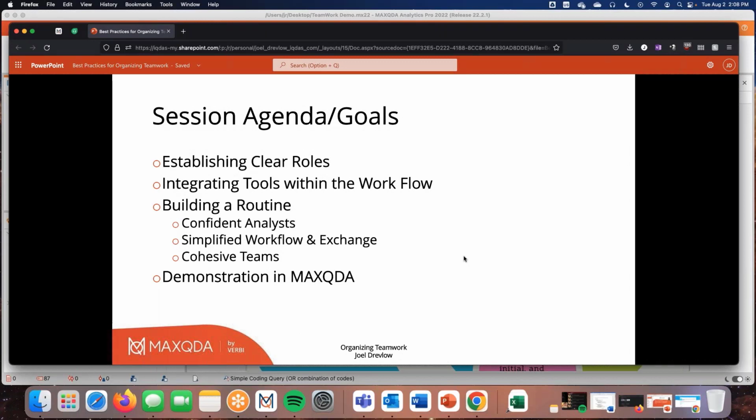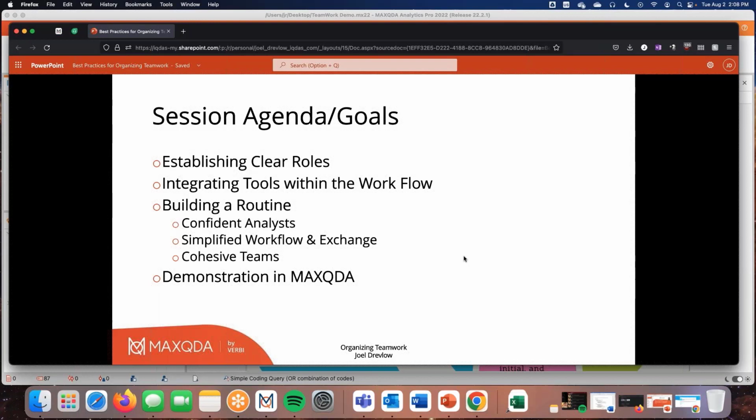We'll talk specifically about some of the routines that you might be able to adopt in team-based analysis, and not just the routine itself, but why the routine is important, talking about how this can build up the confidence of new analysts, and how it simplifies the workflow in a project. When you're working with multiple analysts in a project in MAXQDA, it's really important to have an agreed-upon set workflow in order to make sure that people are working in the certain parts of the documents that they're supposed to be working in. That's a very important piece.